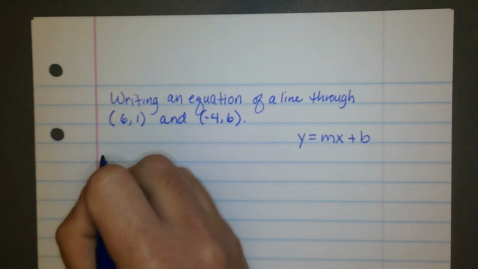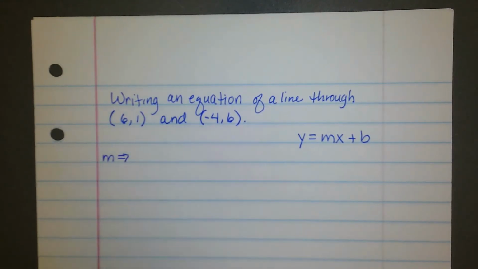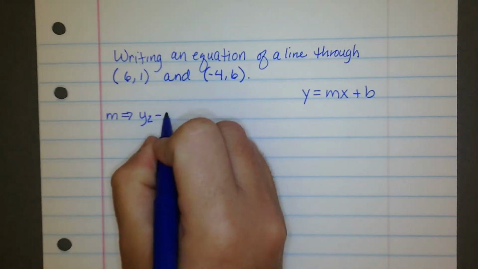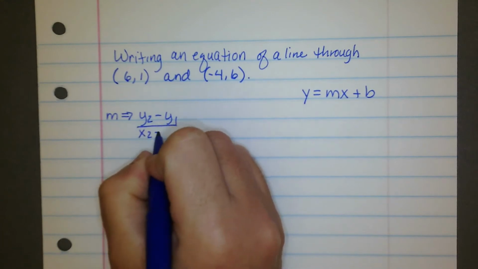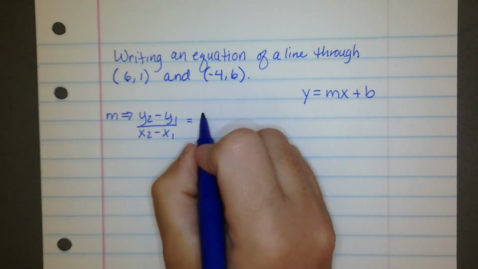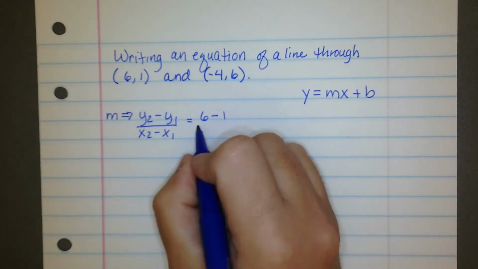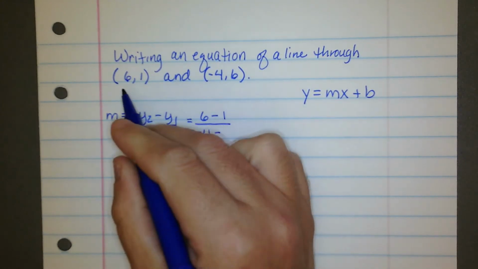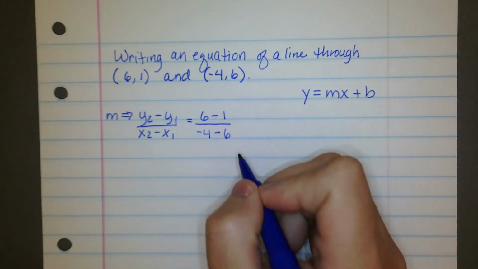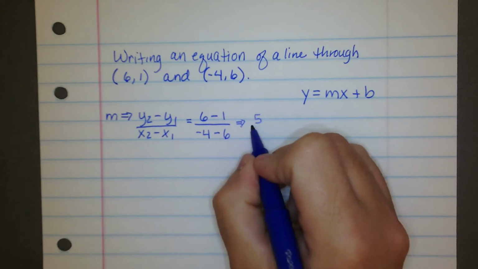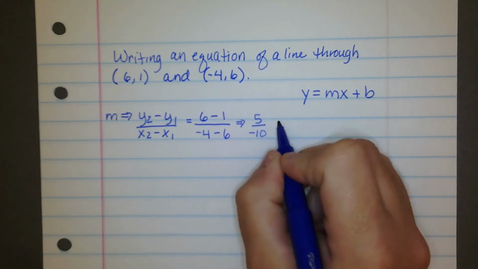So the first thing we're going to start with is slope. Slope is the m, so we're going to use our slope formula, which is y2 minus y1 over x2 minus x1. And we're going to calculate what the m or the slope would be. Our y2 value is 6, and our y1 value is 1. Our x2 value is -4, and our x1 value is 6. And when we subtract, we end up with 5 over -10. And we're going to reduce that.